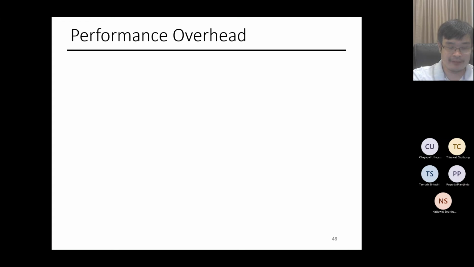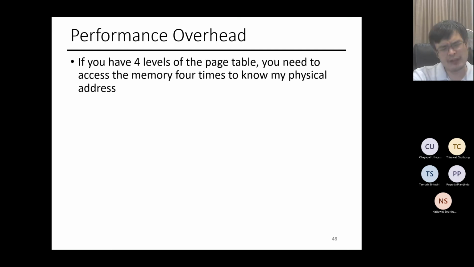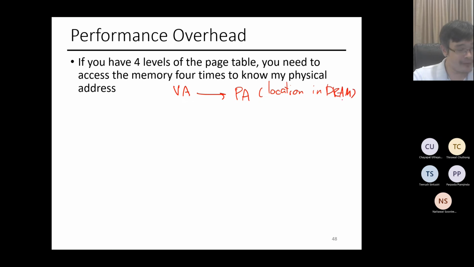So it does come with performance overhead, right? We will talk about this next week in more detail, but now I want to motivate the problem. Let's say you have 4 levels of the page table to get your physical address. So you have a virtual address in the beginning, and you want the physical address, which is a location in DRAM. But your page table is in DRAM.